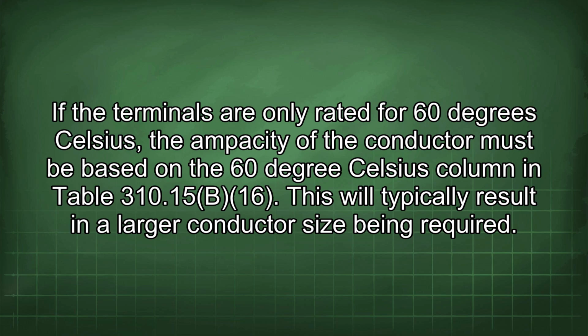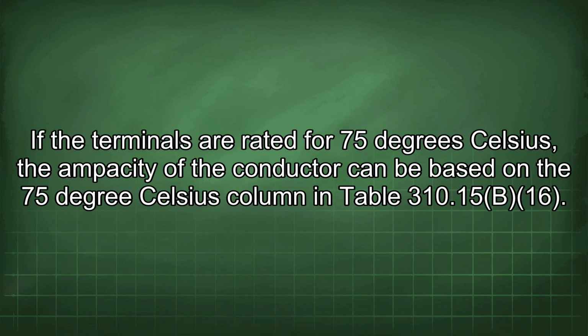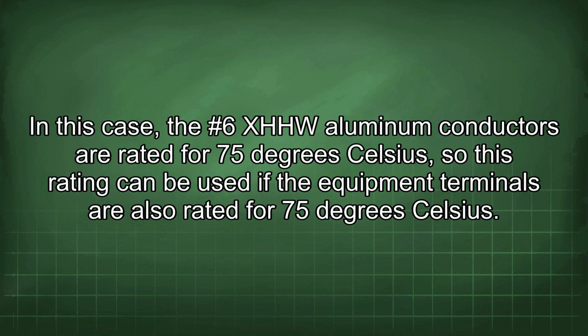If the terminals are only rated for 60 degrees Celsius, the ampacity of the conductor must be based on the 60 degrees Celsius column in Table 310.15(B)(16). This will typically result in a larger conductor size being required. If the terminals are rated for 75 degrees Celsius, the ampacity of the conductor can be based on the 75 degrees Celsius column in Table 310.15(B)(16). In this case, the #6 XHHW aluminum conductors are rated for 75 degrees Celsius, so this rating can be used if the equipment terminals are also rated for 75 degrees Celsius.